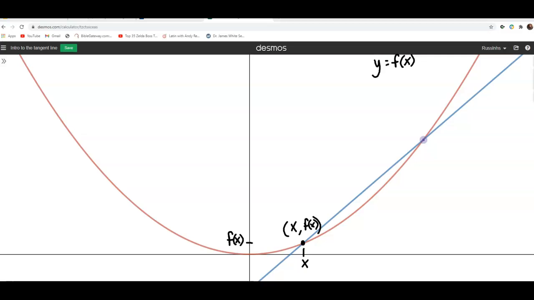Now this is where I would like you guys to start writing with me. Okay, so let's go ahead and label that point x, f of x. That horizontal distance from 0 there is x, so we're going to put x on the x-axis there, and then the vertical distance is going to be at f of x. All right, now my next point is going to be located over here, right? But I'm not going to call it x2.